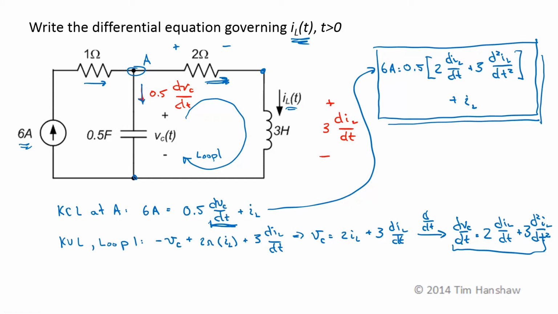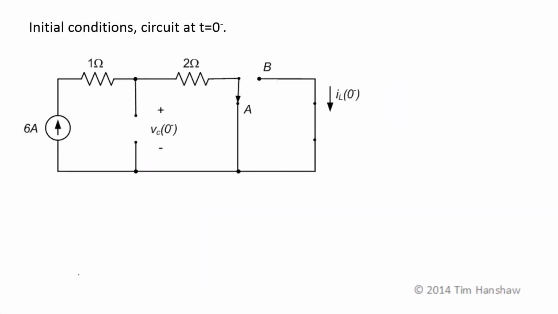Now let me do initial and final conditions. Initial conditions are almost invariably based on the fact that capacitor voltages can't change instantly and inductor currents can't change instantaneously. So let's look at the circuit at t equals 0 minus, just before the switch has moved from position A to position B. If this switch has been in this position for a long time, the forcing function is constant, so everything will become constant and the capacitor will look like an open circuit, so there will be no current through the capacitor. And the inductor will look like a short circuit, so there will be no voltage across the inductor.